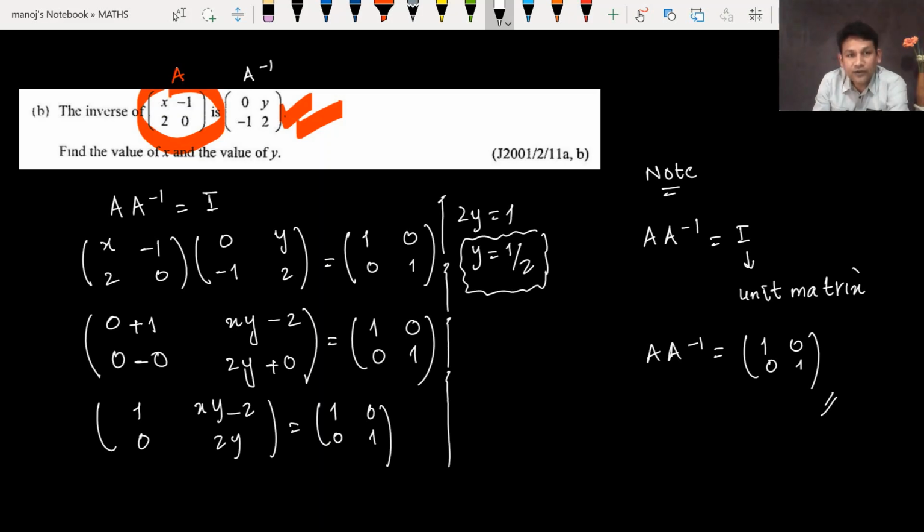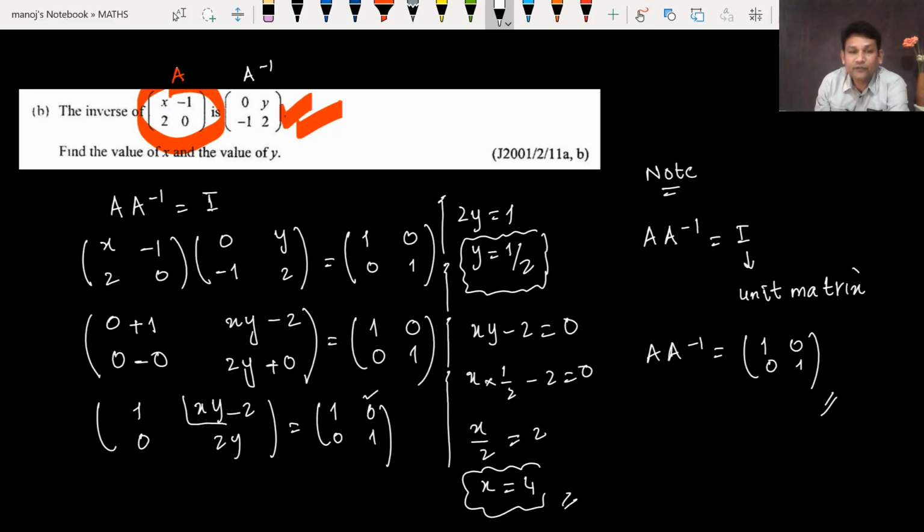Second part is what here? I am comparing this part with 0. So xy minus 2 is equal to 0, y is 1 upon 2, x upon 2 is equal to 2. This 2 multiplied by x equals 2 and 4, and that's your result, and we have done it.